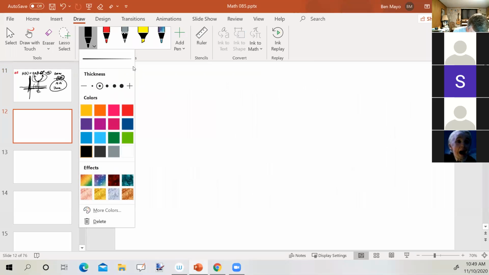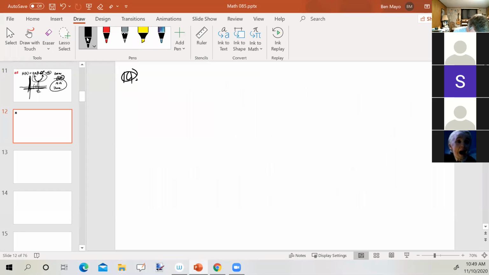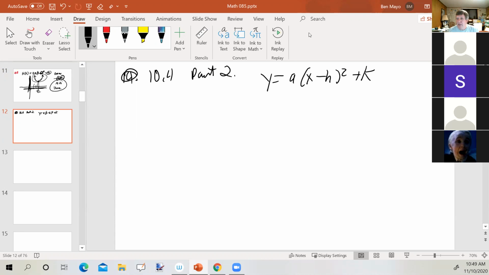So now we are going to go on to 10.4, part 2. We've looked at equations in the form y equals a times the quantity x minus h squared plus k. And at the beginning of this video a few minutes ago, I reviewed all of that. Now we're going to look at a different form, y equals ax squared plus bx plus c. Okay, this is also a form of a quadratic or second degree equation.